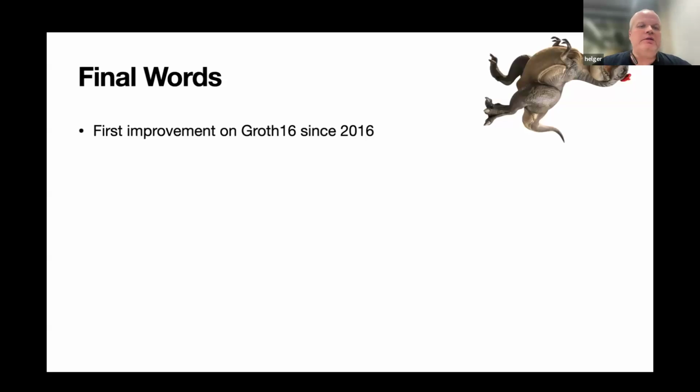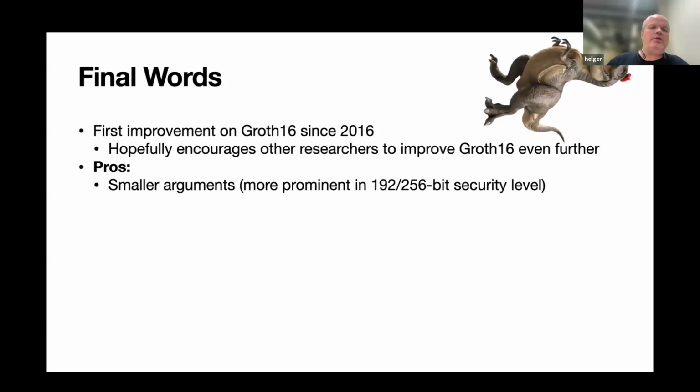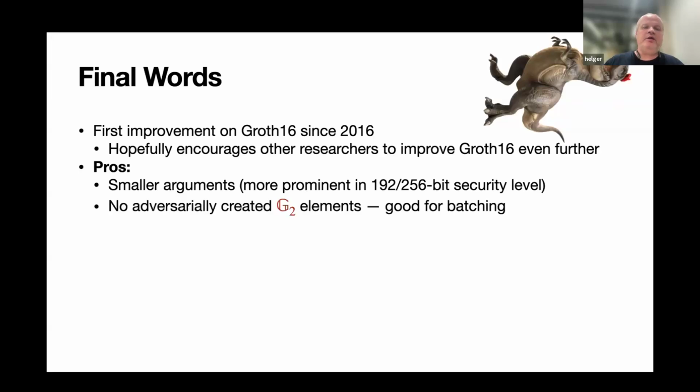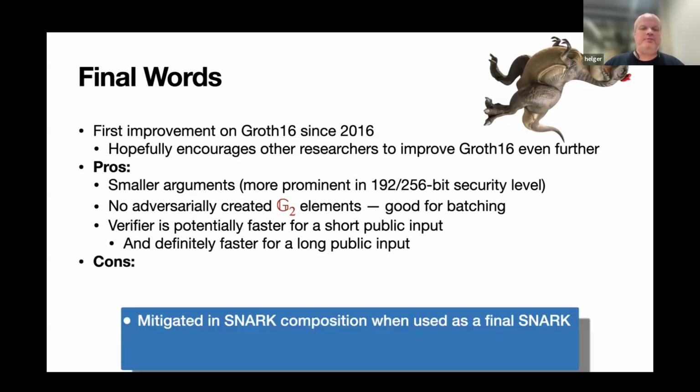So final words. This is the first improvement on Prot16 since 2016. So 8 years, a long time, given the revolution in SNARKs. And hopefully this encourages other researchers to improve Prot16 even further. Actually, there's a recent e-print by other people trying to do exactly that. The pros of our solution are that we have smaller arguments, which is even more prominent at higher security levels. We don't have any adversarially created G2 elements, which is good for patching. The verifier is potentially faster for a short public input and definitely faster for a long public input.